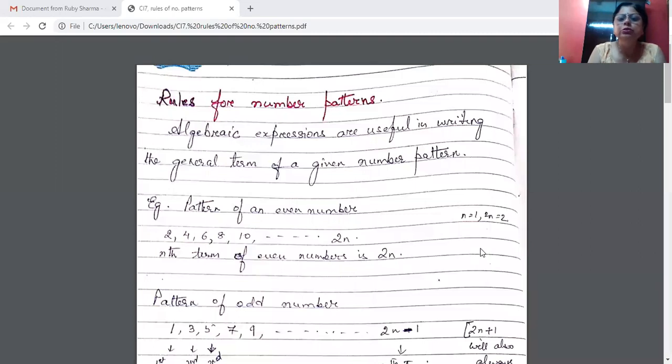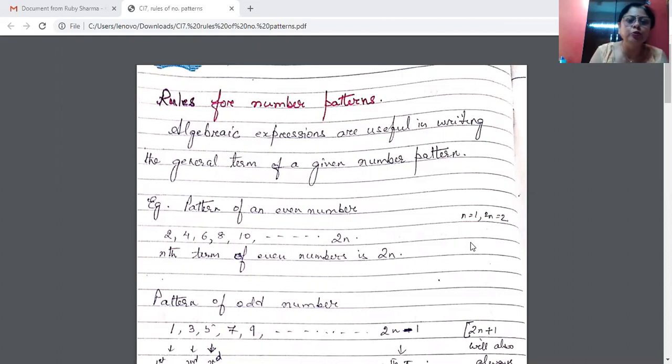Welcome children to our last class of algebraic expression. Today we'll learn how to find the general term, the rules to find the general term of number patterns. Okay. Now let's take a simple example pattern of an even number.